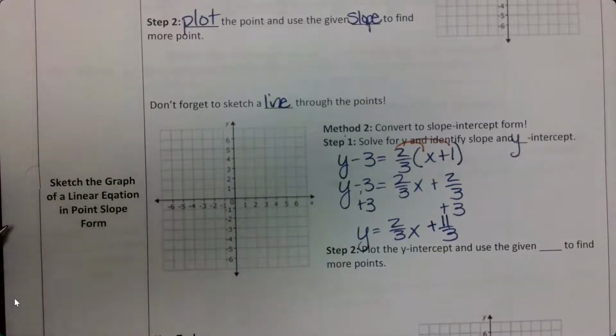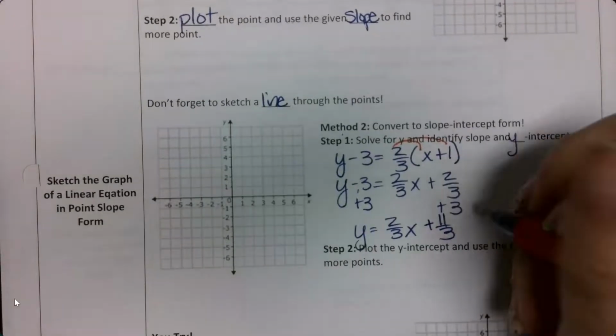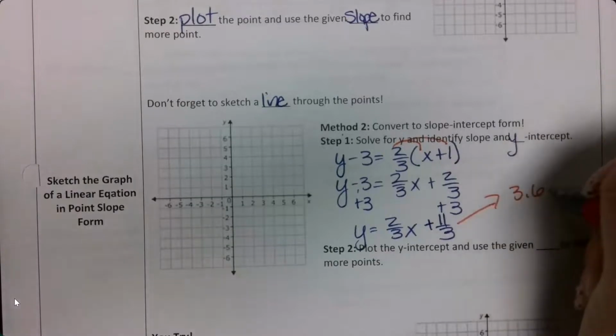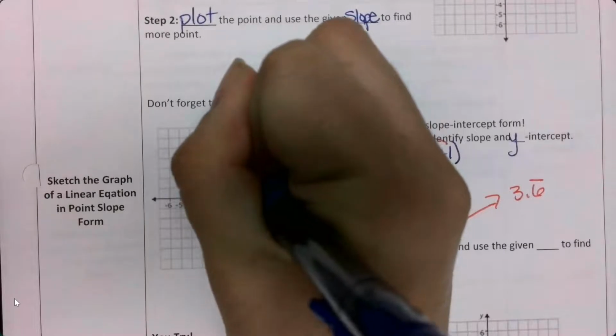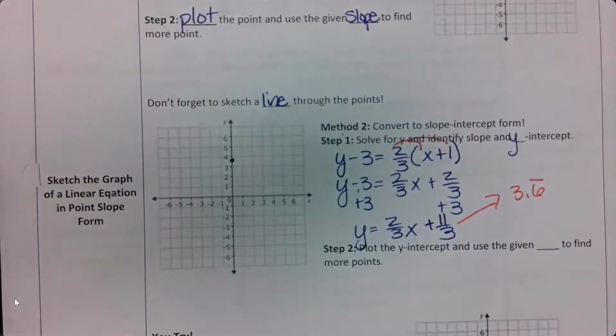So, I want to go ahead and graph this now. I've got to find 11/3 on this number line. What did you guys tell me 11/3 was? Yeah. So, I want to go up to 3.6 and plot that point. Yeah, that's my y-intercept.